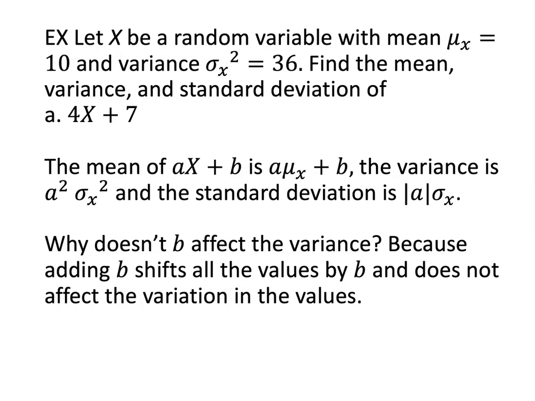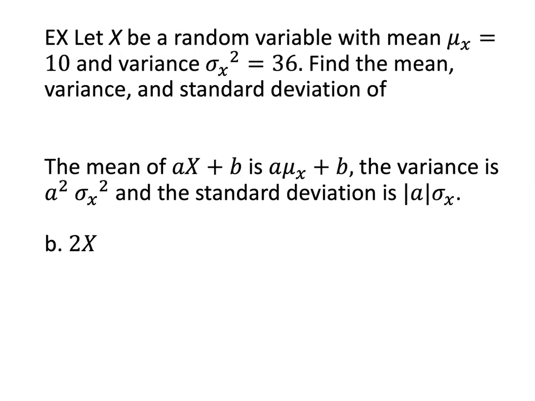Why doesn't b affect the variance? Notice, it doesn't matter what b is. It affects the mean, but there's no b in the formula for variance. It doesn't even count. It's because adding b shifts all the values by b and does not affect the variation in the values. So however much variation there is in the values, that's not going to be affected if we shift every single value by the same number, b. You're still going to have the same variation in the values. So b doesn't have any impact on the variance whatsoever.